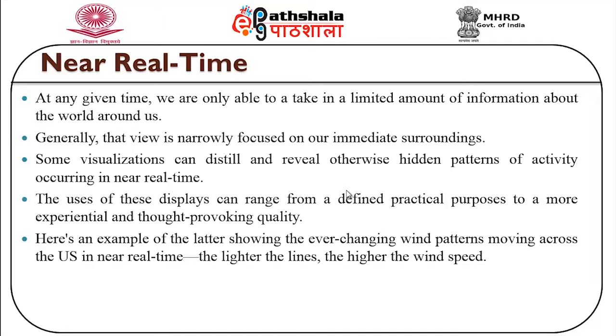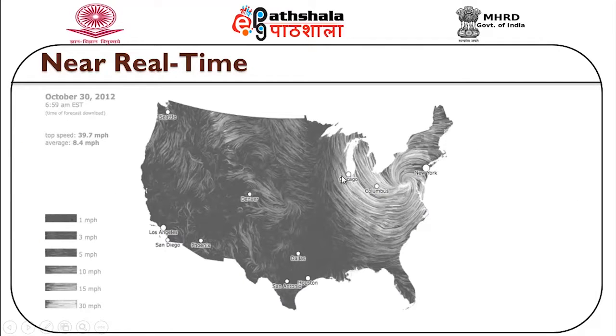The uses of these displays can also range from a defined practical purpose to a more experimental and thought-provoking quality. Here's an example of the latter which shows the ever-changing wind pattern moving across the US in real time. The lighter the lines, the higher the wind speed. So this is an example of the near real time scenario which is represented in the form of a map.